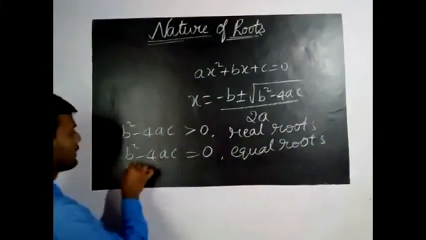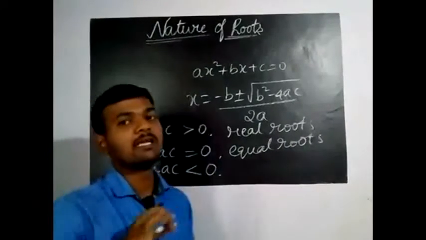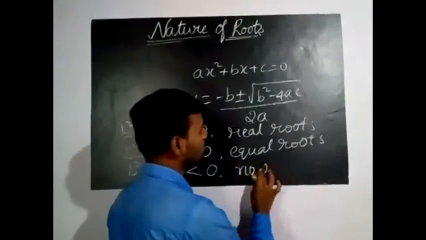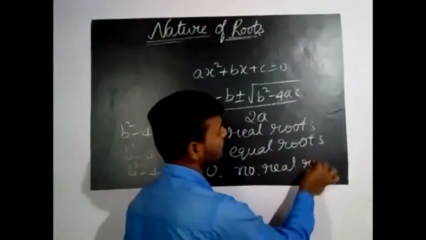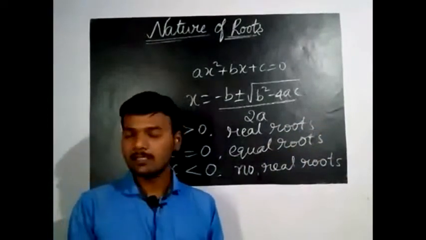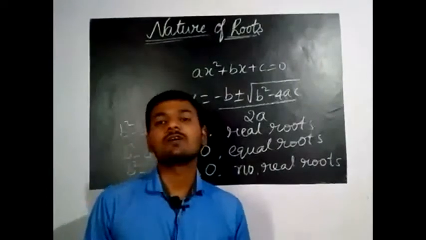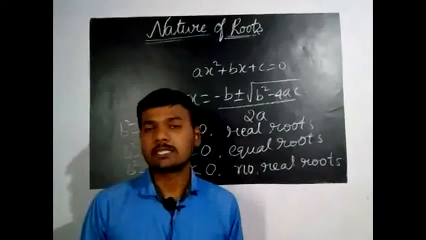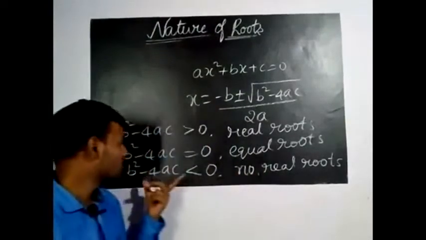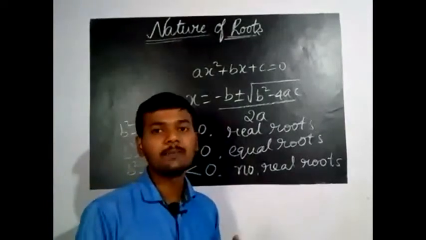And if b square minus 4ac is less than 0, then the roots are not real. That means no real roots. No real means they are not real numbers, they are imaginary numbers. Okay, you are going to learn about imaginary numbers in higher studies. So just remember that if the quantity b square minus 4ac is less than 0, then the obtained roots are imaginary roots.